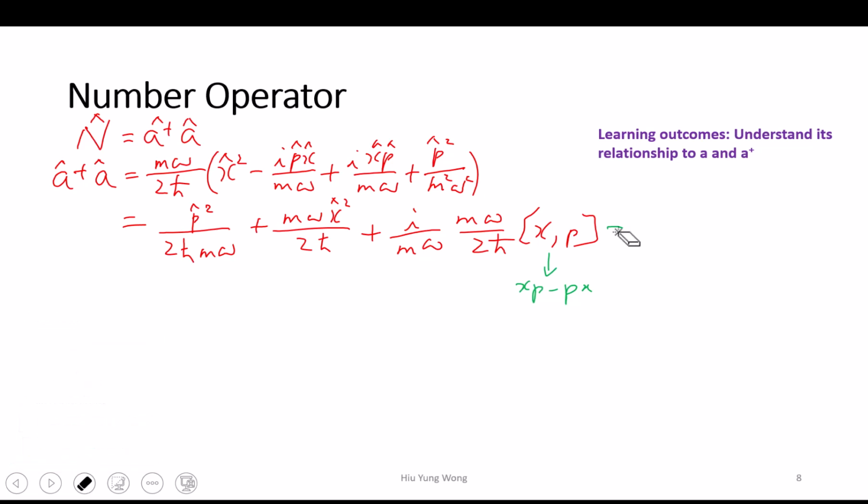Before I do that, maybe let's recognize this first. What is this term?